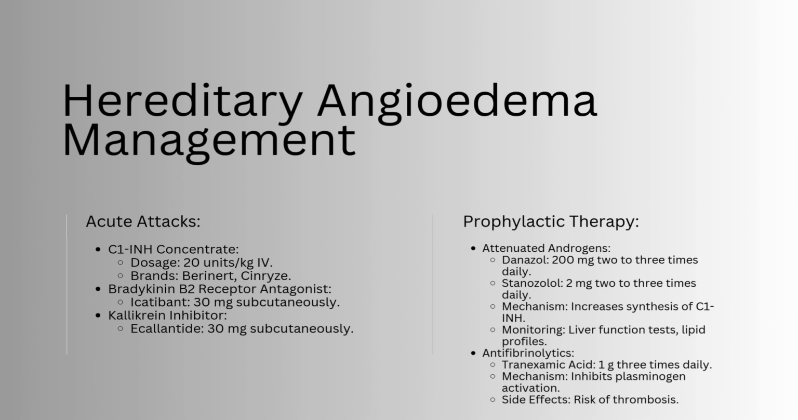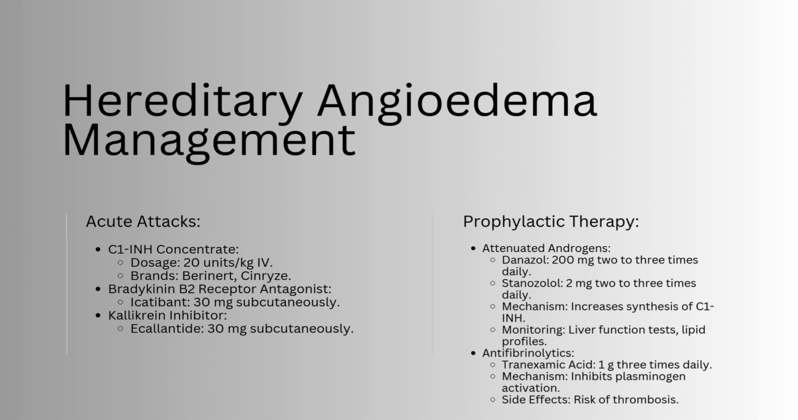Acute attacks: C1-INH concentrate, dosage, 20 units/kg intravenously. Available brands include Berinert and Cinryze. Icatibant, dosage, 30 mg subcutaneously. Mechanism: a bradykinin B2 receptor antagonist, which directly counteracts the effects of excessive bradykinin.